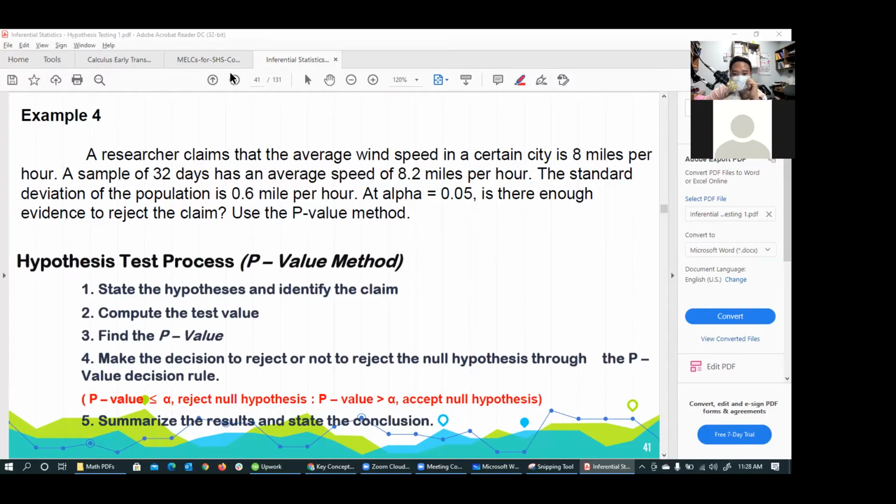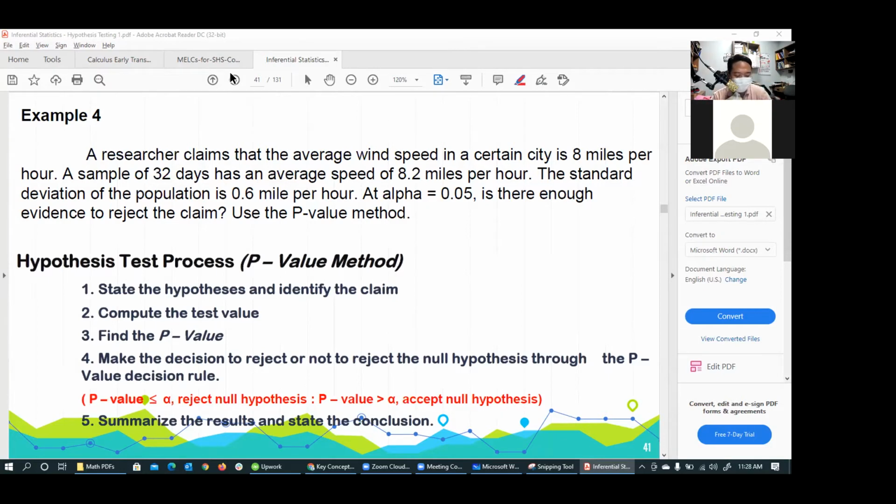Your null, guys, is equal to 8 miles per hour, or you can just use eight, but you need to remember that the unit goes with that number. Next is your alternative hypothesis, not equal to 8 miles per hour. Very good. That's correct. Now compute the test value.